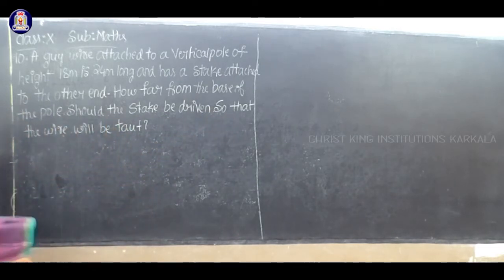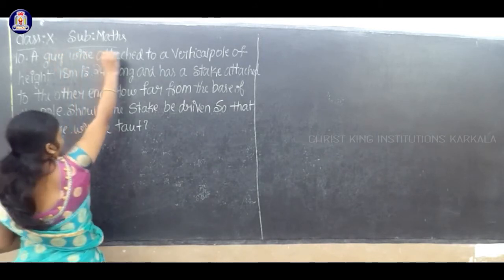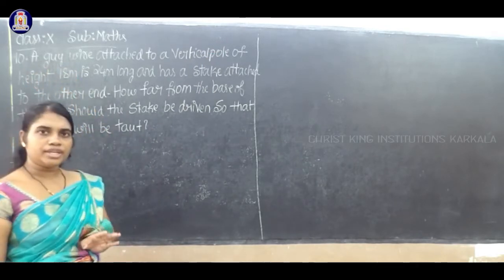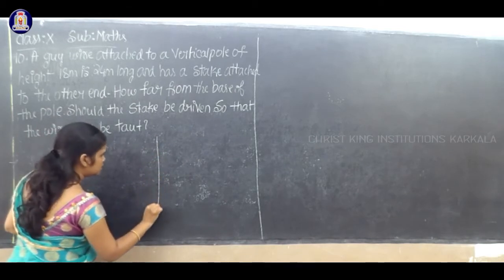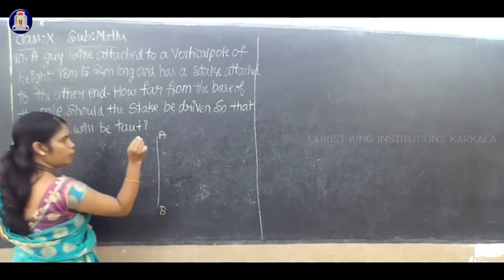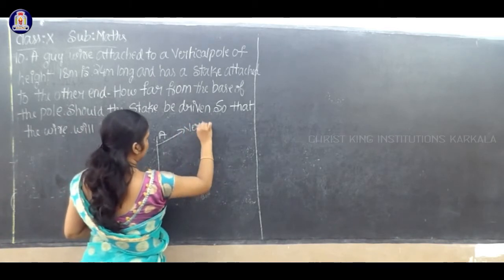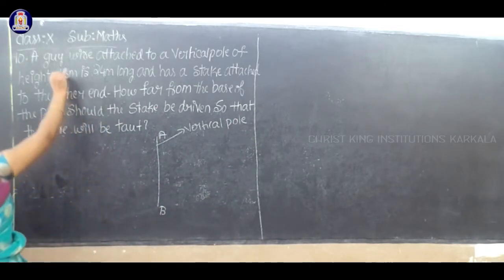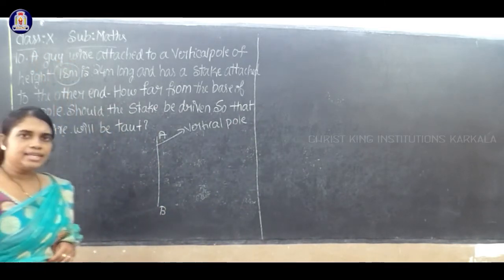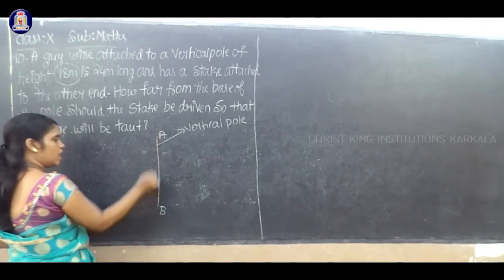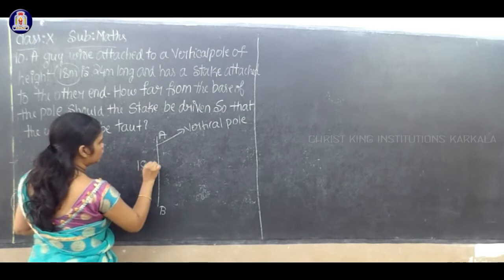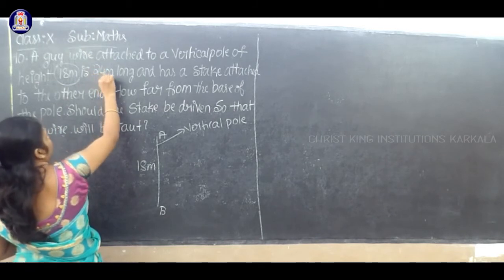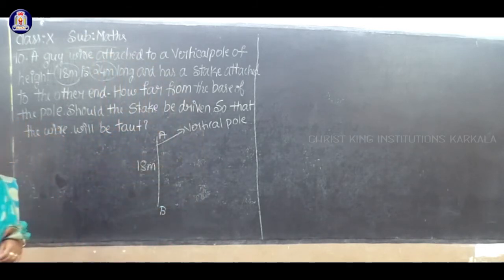Yes. See here, one vertical pole is given, a wire is attached to the vertical pole of height 18 meter. Okay. The height of the vertical pole is given. See, suppose this is our vertical pole. What is the height of this vertical pole given? The height of the vertical pole is about 18 meter. So therefore, what is the height of this AB? AB is about 18 meter. Also, a wire. What is the length of the wire given? Length of the wire is 24 meter long.